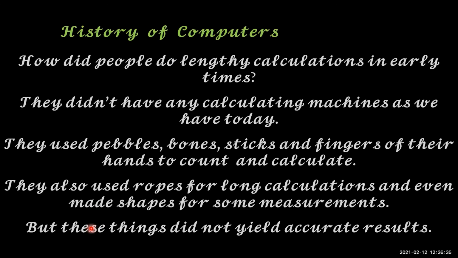History of computers. How did people do lengthy calculations in the early times? They didn't have any calculating machines as we have today. They used pebbles, bones, sticks, and fingers of the hand to count and calculate. They also used ropes for long calculations and even made shapes for some measurements. But these things did not yield accurate results.